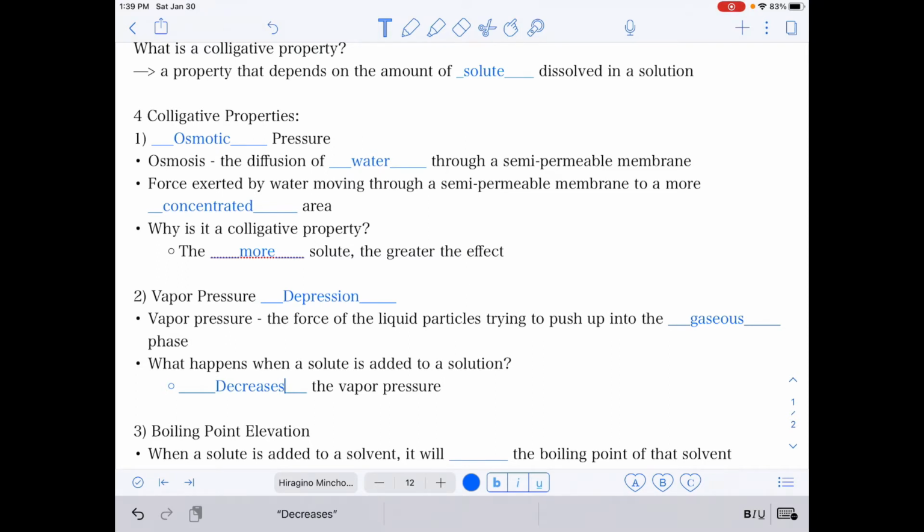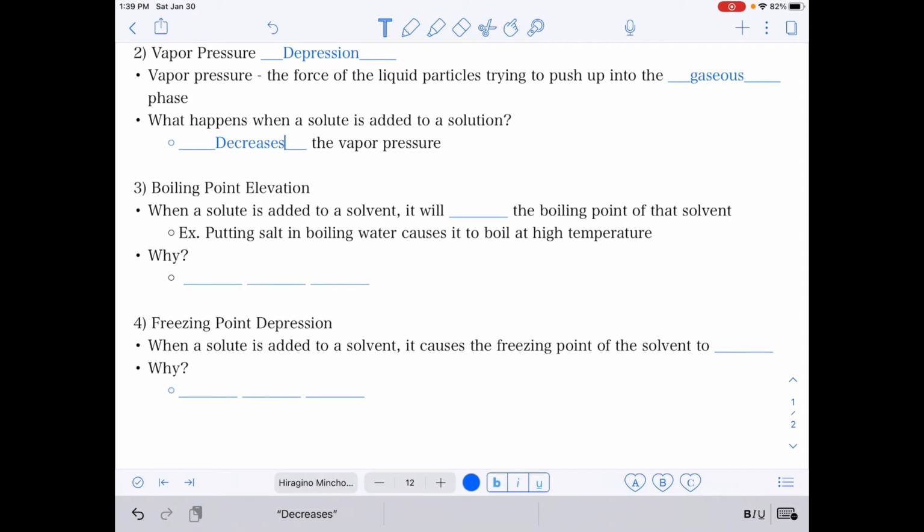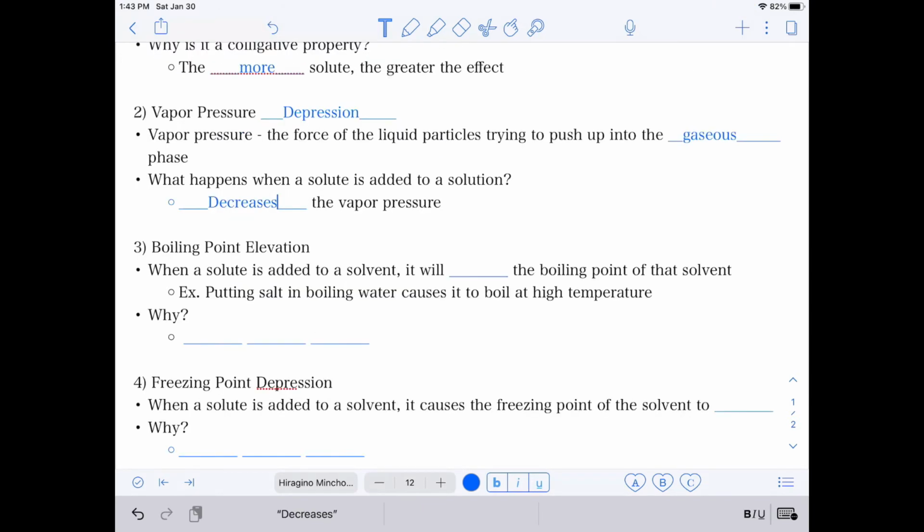So hopefully that makes sense. If that's kind of confusing, please let me know below or send me an email and I would be happy to explain it further or again in a different way. So now the next two colligative properties we're going to be talking about both link back to vapor pressure depression, right? And they kind of go hand in hand and you'll see why.